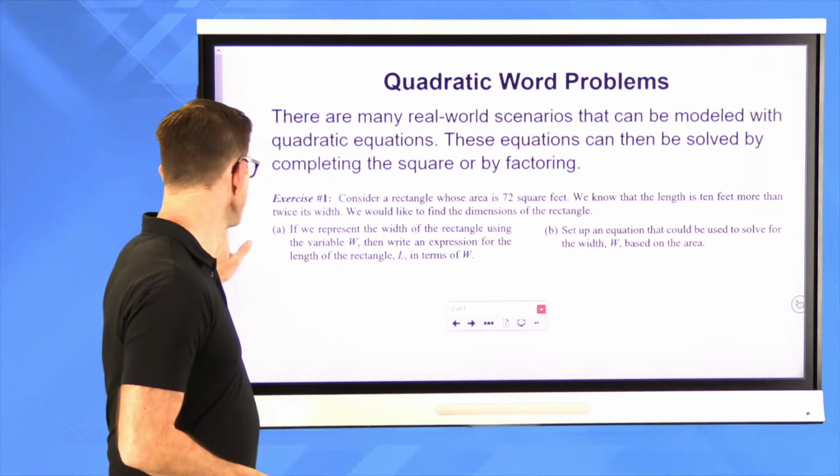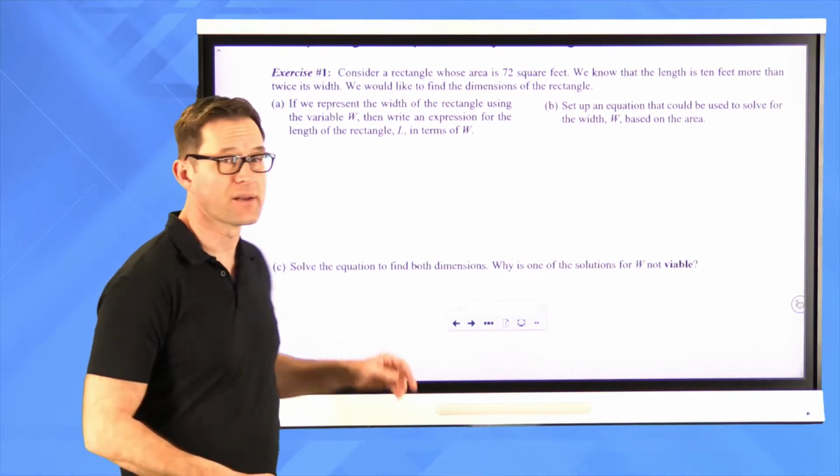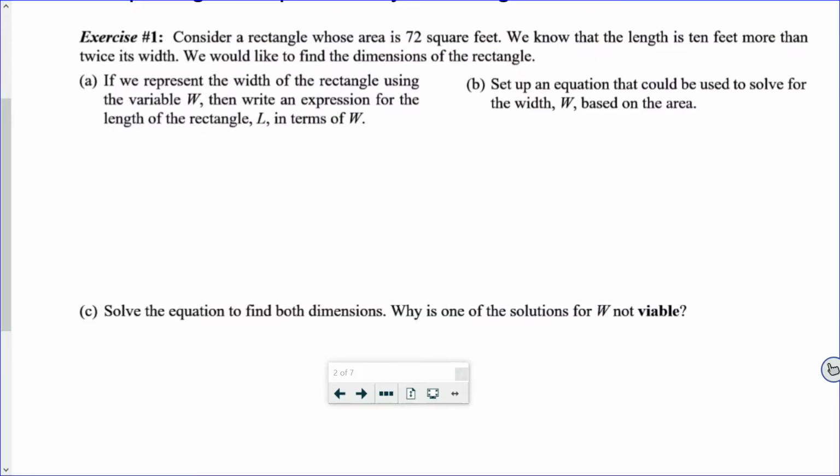So let's jump into one right away in exercise number 1. Consider a rectangle whose area is 72 square feet. We know that the length is 10 feet more than twice the width. We would like to find the dimensions of the rectangle. Letter A. If we represent the width of the rectangle using the variable w, then write an expression for the length of the rectangle L in terms of w.